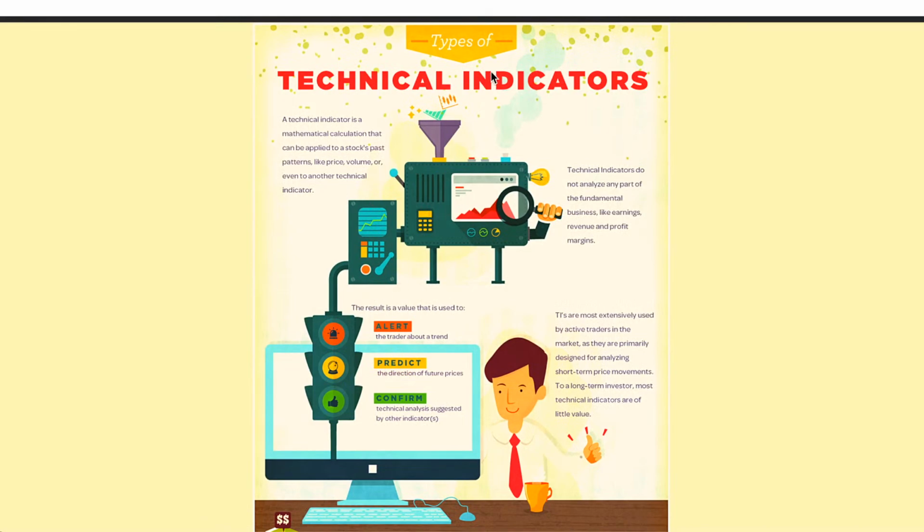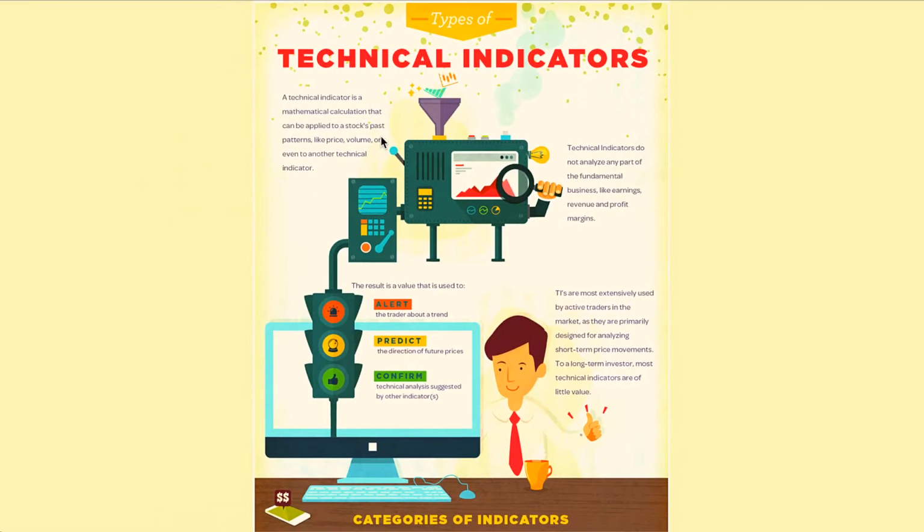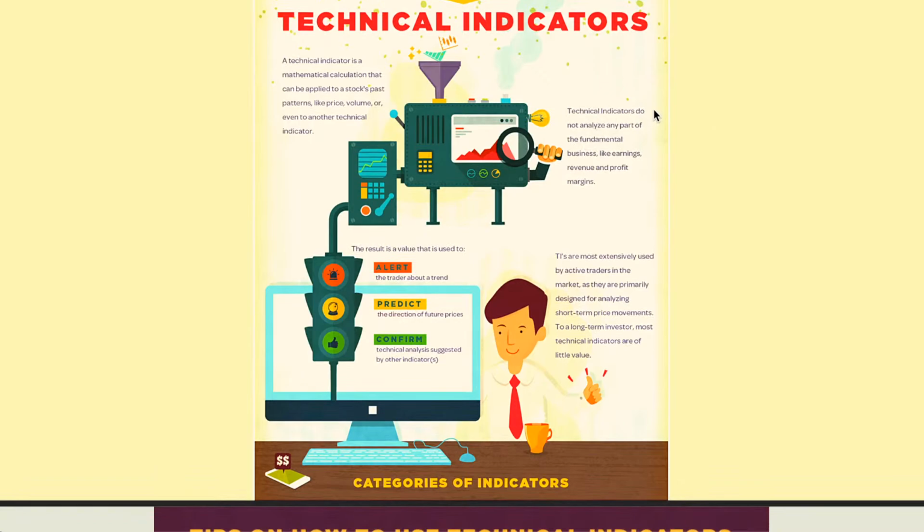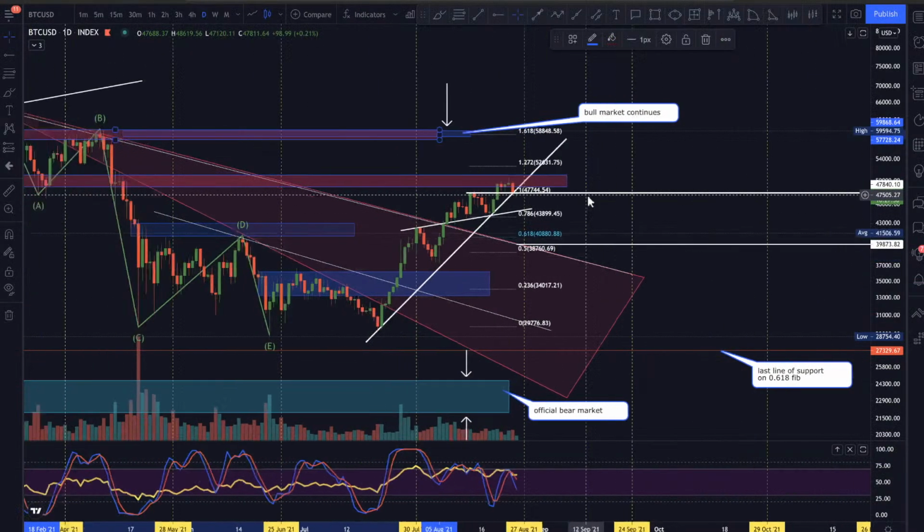This explains the types of technical indicators, right? When I talk about maths, a technical indicator is a mathematical calculation that can be applied to stocks' past patterns. Obviously Bitcoin's not a stock, but it's a similar thing. We trade the same way, like prices, volume, or even another technical indicator, right? And you can read all of this. Technical indicators do not analyze any part of the fundamental business. So you see what I mean? A technical indicator is not going to show you what the Bitcoin logarithmic chart is going to show you, because that's a fundamental indicator. Do you know what I mean?